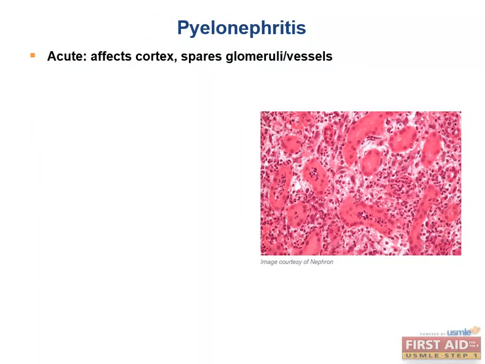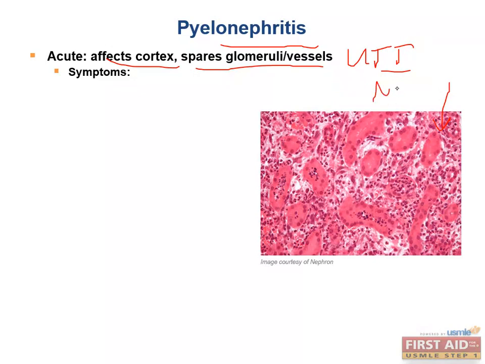So the next topic to discuss is infection of the kidney, which is called pyelonephritis. In the acute setting, it's typically caused by a UTI, urinary tract infection, that spreads up the ureters and into the tubular system of the kidney, sparing the glomeruli and vessels. So it spares the glomeruli and vessels, but it is affecting the cortex of the kidney.